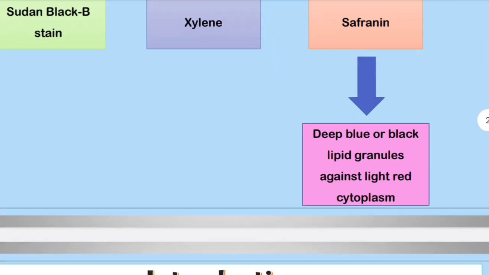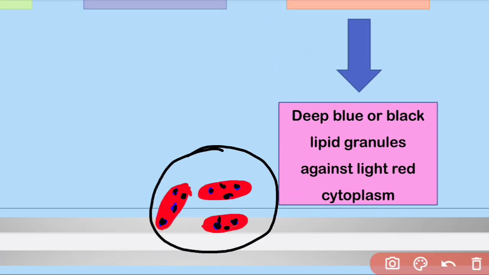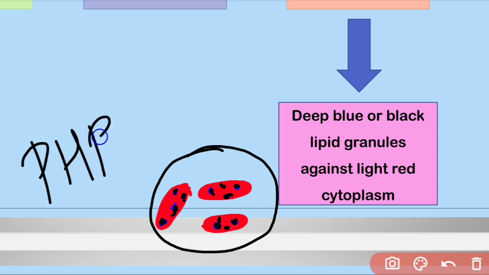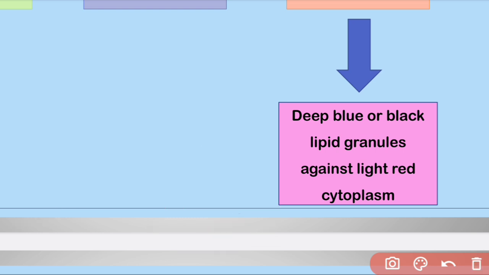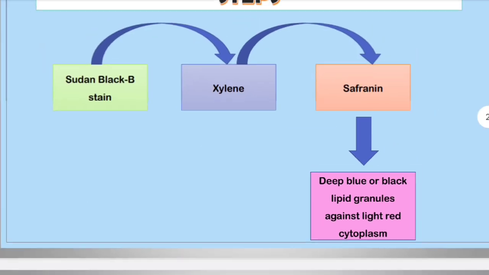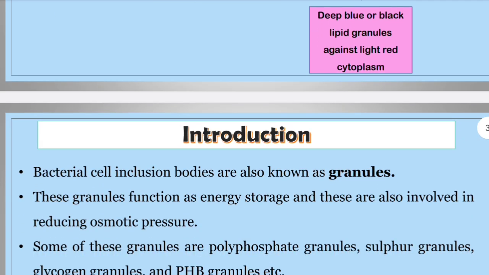Now what will be our observation? We will observe red colored bacterial cells, which is basically due to safranin. Safranin stains the bacterial cell in PHB staining, and we will observe bluish black granules which are nothing but PHB. Such bluish black PHB granules will be observed in this red colored bacterial cell. Now what does this PHB stand for? It stands for polyhydroxybutyrate.